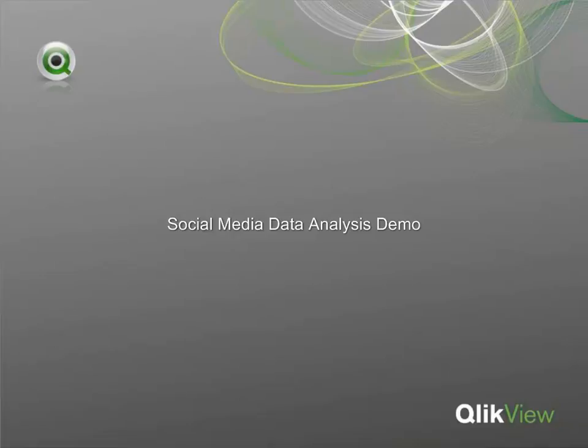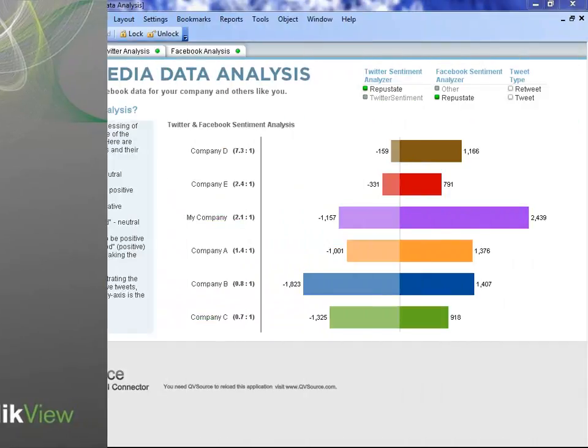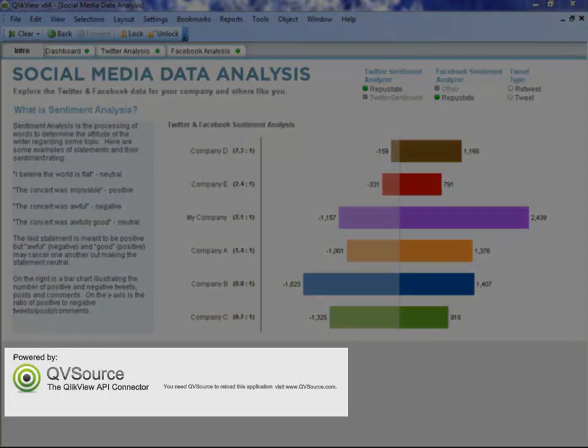The purpose of the Social Media Data Analysis Demo is to illustrate how Twitter and Facebook data can be combined in one ClickView document to compare and analyze Twitter and Facebook activity and sentiment for six companies. This demo allows a company, my company in this case, to compare their Twitter and Facebook statistics to five other companies in their industry. The data for this demo was collected using two QV source connectors, the Twitter connector and the Facebook Pages connector.